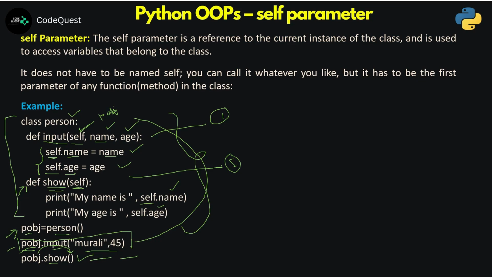the self is again replaced with what? POBJ. So as a result, this line is not self dot name; internally it is going to be treated like POBJ dot name. So already we have set that here, right? POBJ name is how much? Murali. Similarly, POBJ dot age, where we have already set 45.